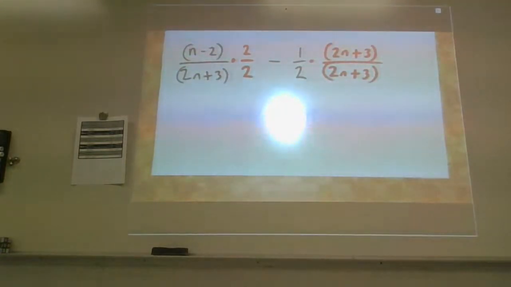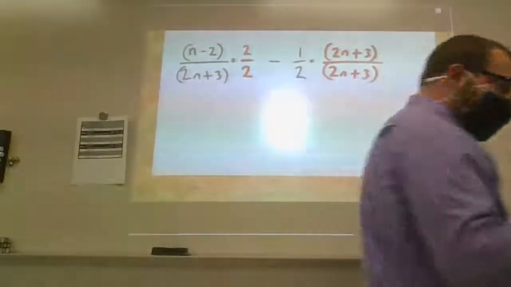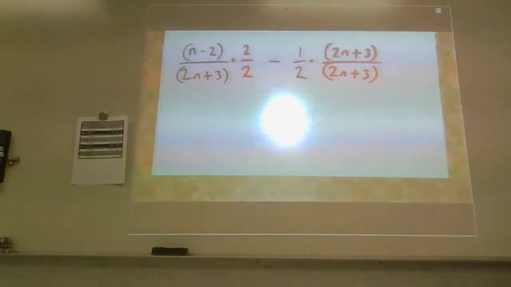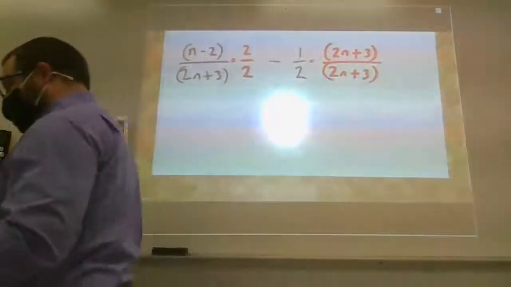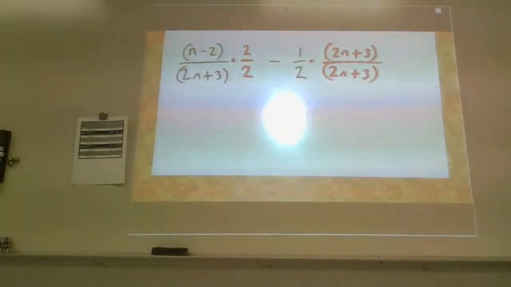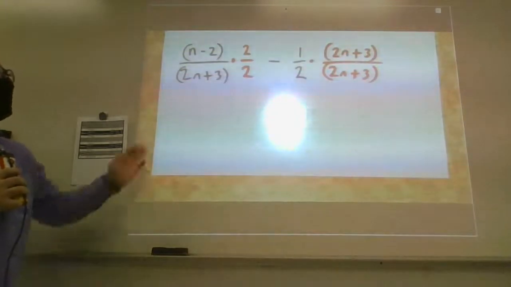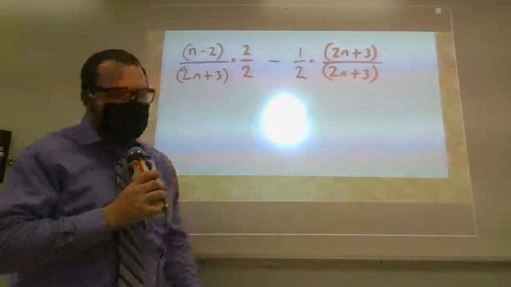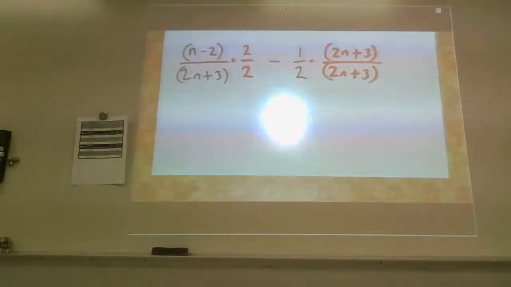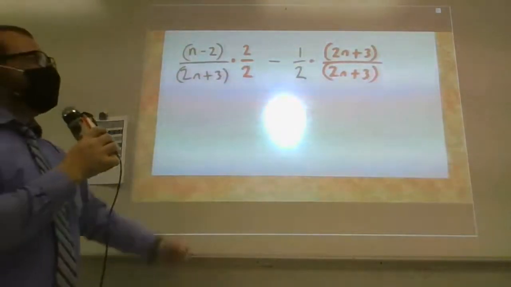First of all, once again, I'm not changing the value of each fraction. I'm just changing the way they look. I'm changing the way they look by multiplying technically by 1. The first fraction did not have 2 as a factor. It was missing a 2. And since it was missing that 2, I multiplied it by 2 over 2 in order to give it a 2. That second fraction was missing a 2n plus 3. So I multiplied by 2n plus 3 over 2n plus 3 in order to give it a 2n plus 3.